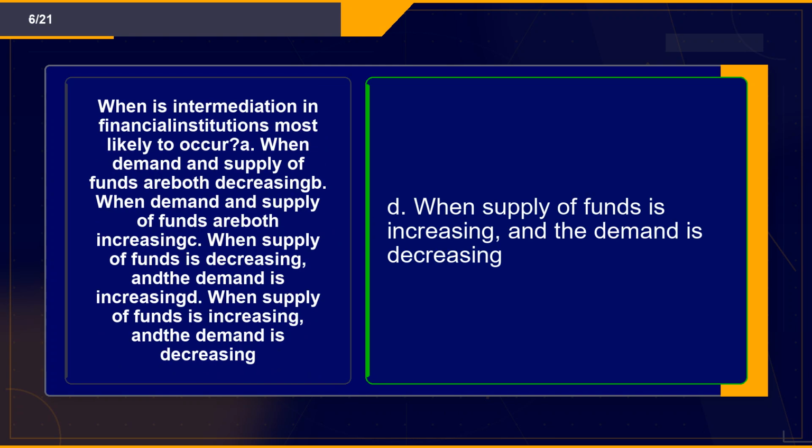Flashcard 6. Term. When is intermediation in financial institutions most likely to occur? A. When demand and supply of funds are both decreasing, B. When demand and supply of funds are both increasing, C. When supply of funds is decreasing and demand is increasing, D. When supply of funds is increasing and demand is decreasing. Definition. D. When supply of funds is increasing and the demand is decreasing.